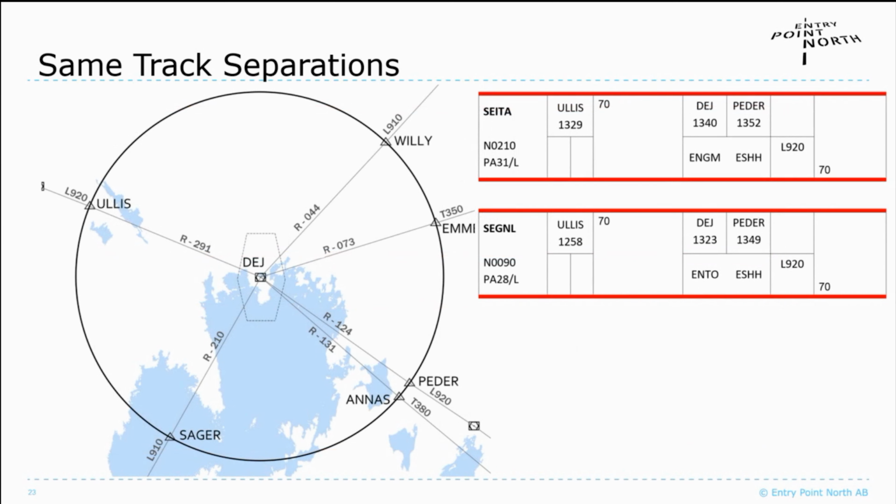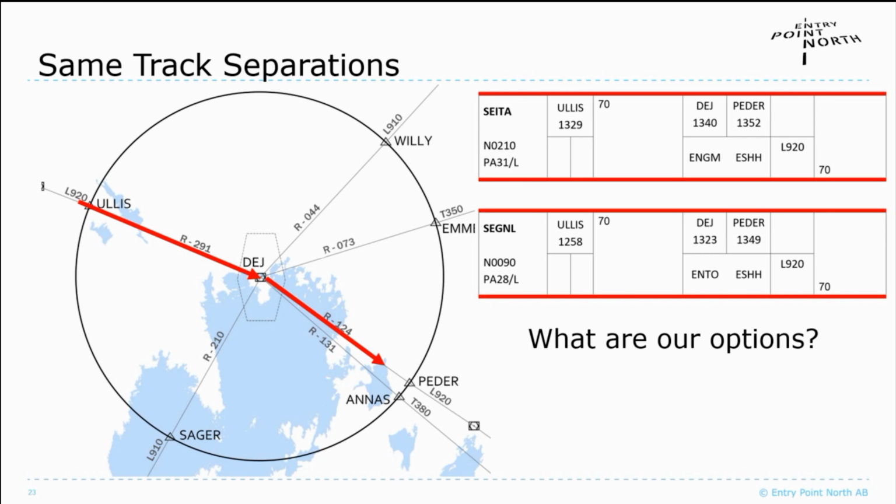So, as always, when you get your strips, you need to work out a picture in your head of what the traffic situation looks like. In this case, it's nice and easy. Both aircraft inbound from the northwest at Ulis, overflying Deya, and then outbound to the southeast, outbound to Pedder. So, what are our options?